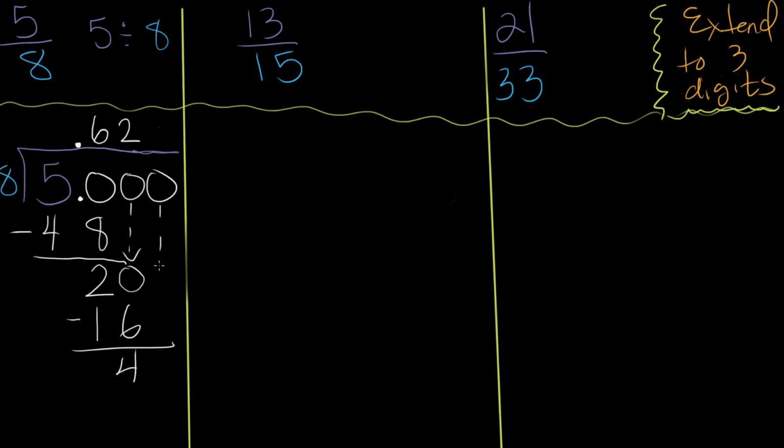Let's bring down our last 0. Put it right here. How many times does 8 go into 40? Well, that's going to be 5. 8 times 5 is 40. And luckily enough, in this one, we have 0 remainder. Okay, so 5 divided by 8 as a decimal is 0.625 if we extend it to 3 digits. Let's go on to the next one.